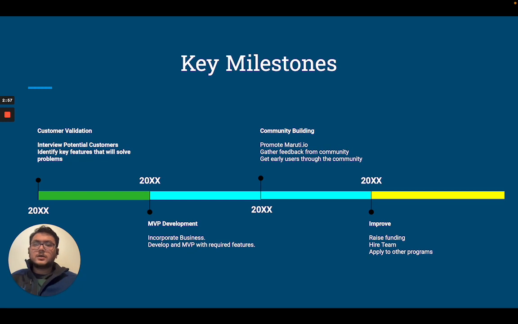And what are some of the key milestones? What's our future looking like? So we have completed a customer validation stage previously. At the moment, we're working on developing the MVP and building a community around Maruti.io. This will be really crucial to our success in the future, having a good community of users. And it will help us when we go ahead and raise funding and hire more team members and apply to other programs.